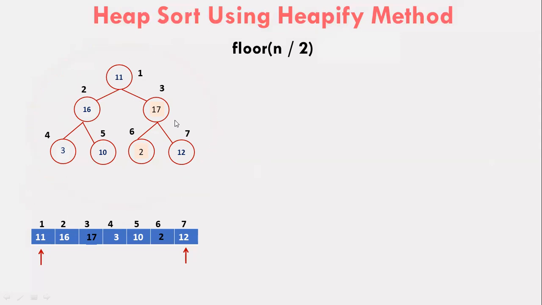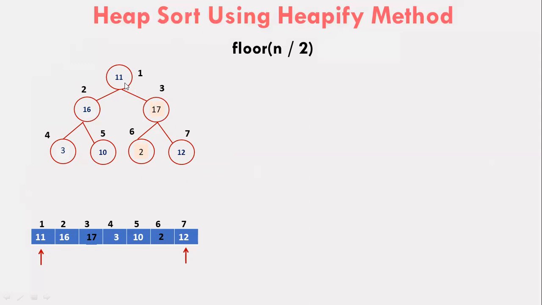So for I equal to 1, the left and right child are 2i and 2i plus 1, that is 2 into 1, 2, and 2 into 1 plus 1, 3. So index values 2 and 3 are the left and right child. So we have to heapify 11, 16, and 17. Out of 11 and 17, 17 is greater. So we compare 11 with 17. Of course, 11 is smaller than 17.